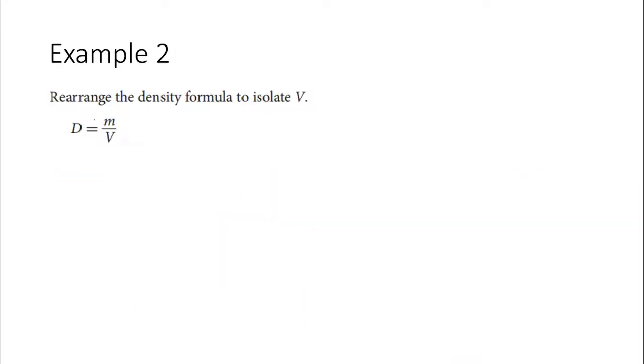All right, so for example, the density formula, density equals the mass, which is m, over the volume. So isolate V. Well, what is V doing? V is dividing at the moment.